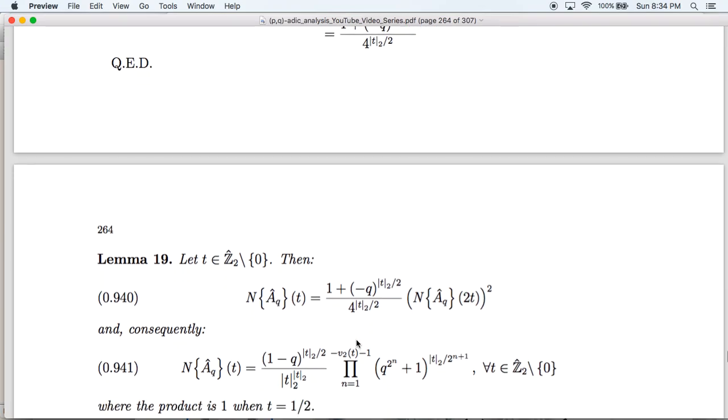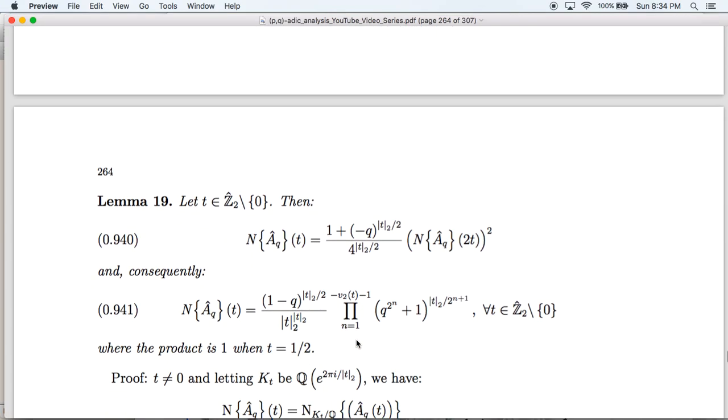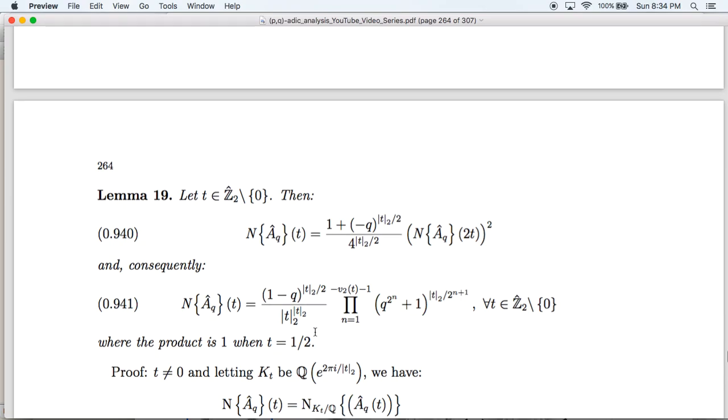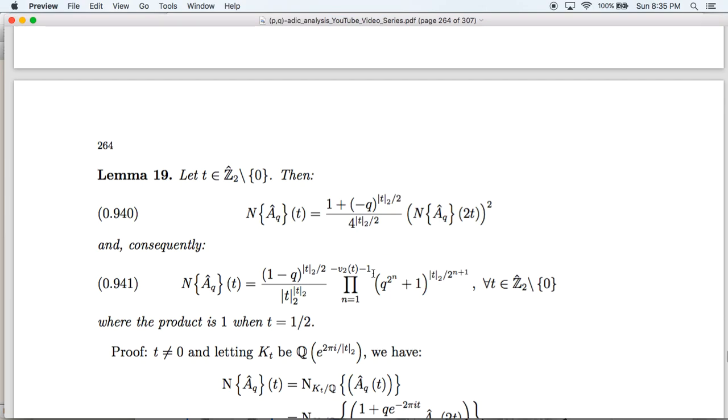Now here's the main computation. Let t be non-zero. Then the norm of a_q hat of t is equal to this quantity times the square of the norm of a_q hat of 2t. And consequently, by an inductive argument, we get the following messy expression as the field norm of a_q hat of t. And this product is, by our usual convention, going to be 1 when t is 1/2.